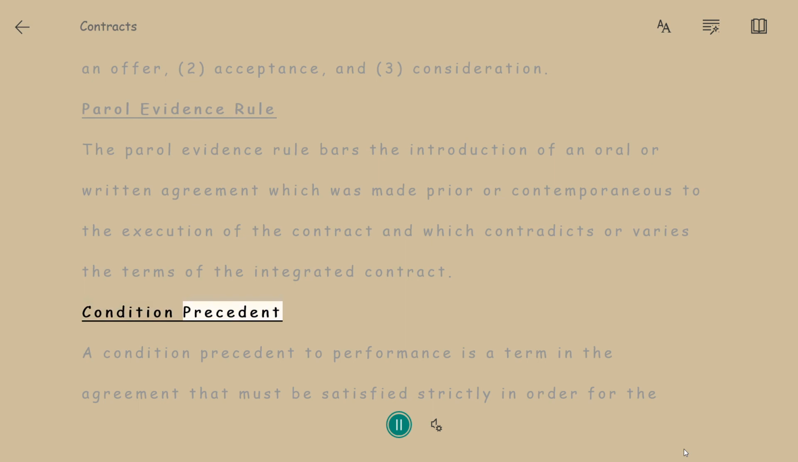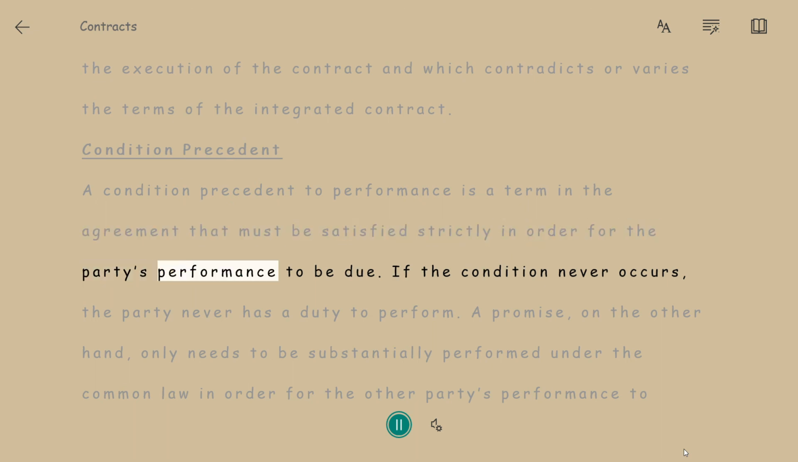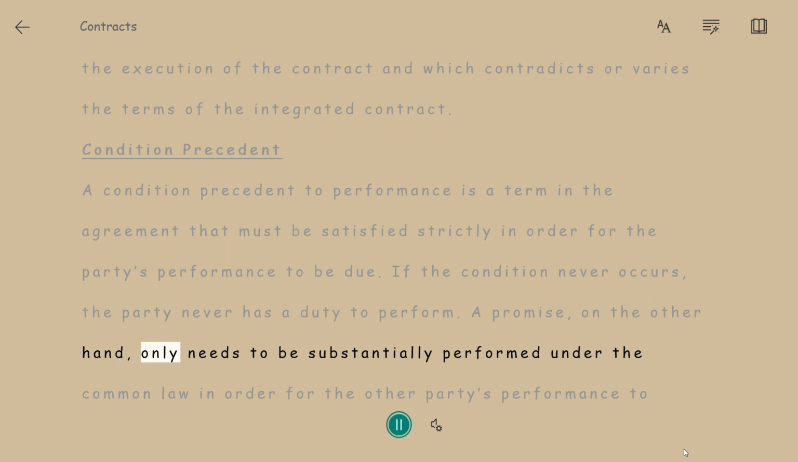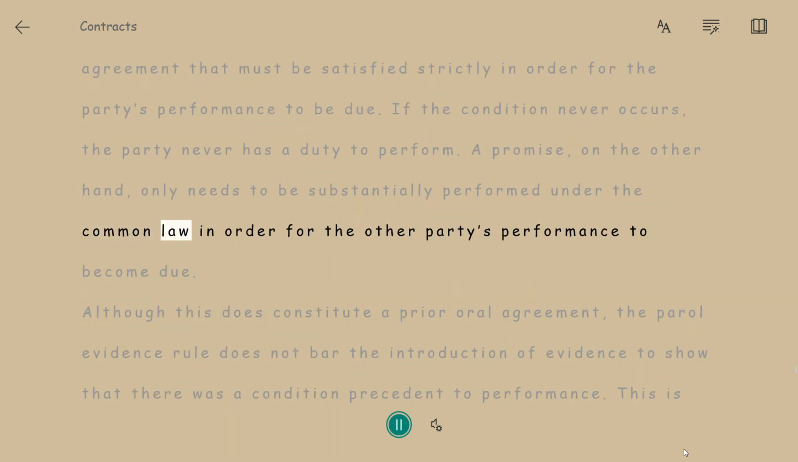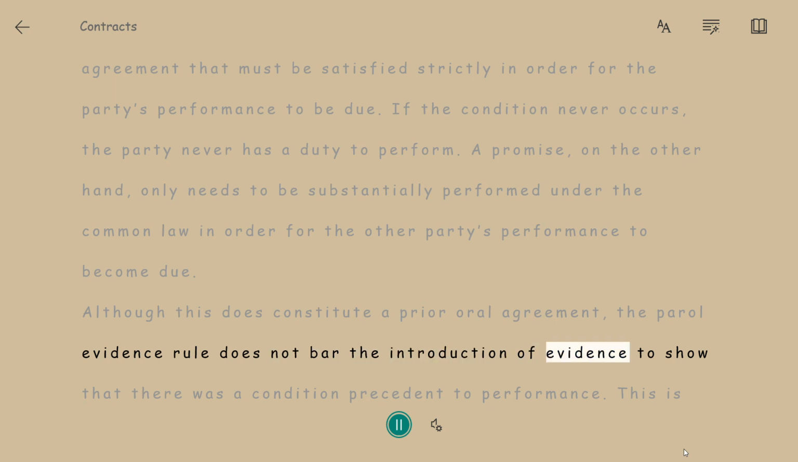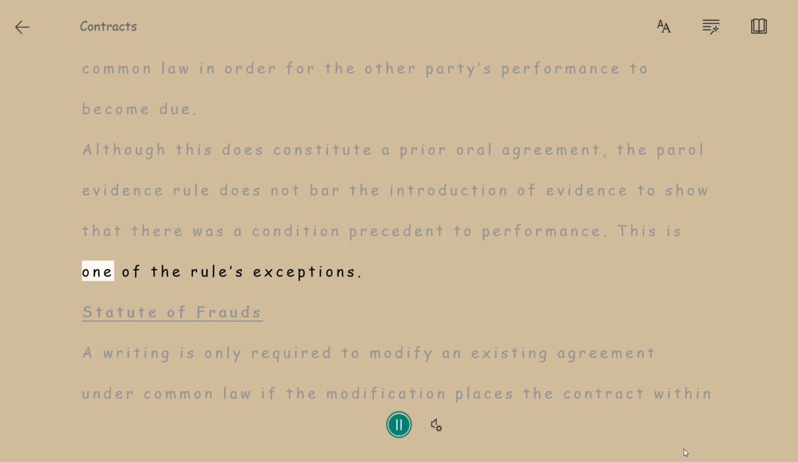Condition precedent. A condition precedent to performance is a term in the agreement that must be satisfied strictly in order for the party's performance to be due. If the condition never occurs, the party never has a duty to perform. A promise, on the other hand, only needs to be substantially performed under the common law in order for the other party's performance to become due. Although this does constitute a prior oral agreement, the parol evidence rule does not bar the introduction of evidence to show that there was a condition precedent to performance. This is one of the rule's exceptions.